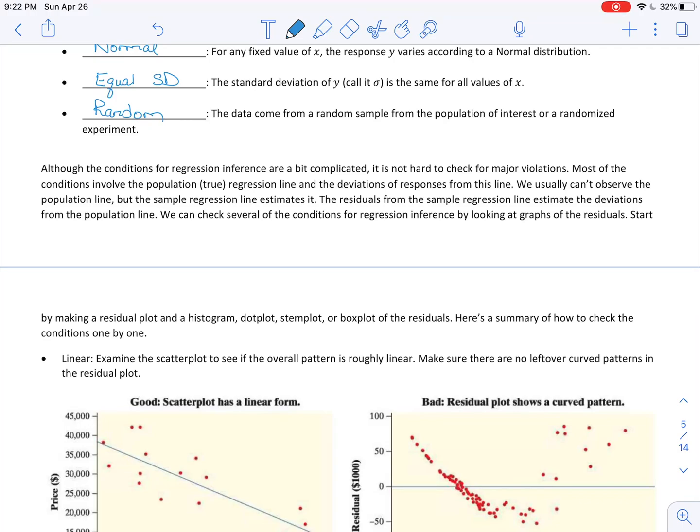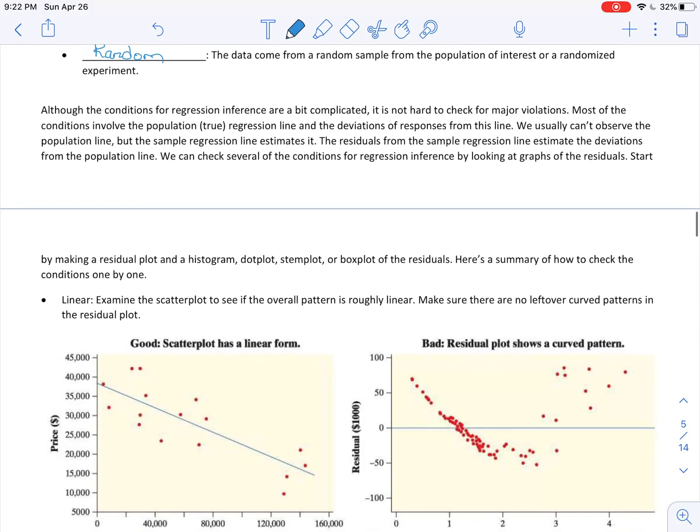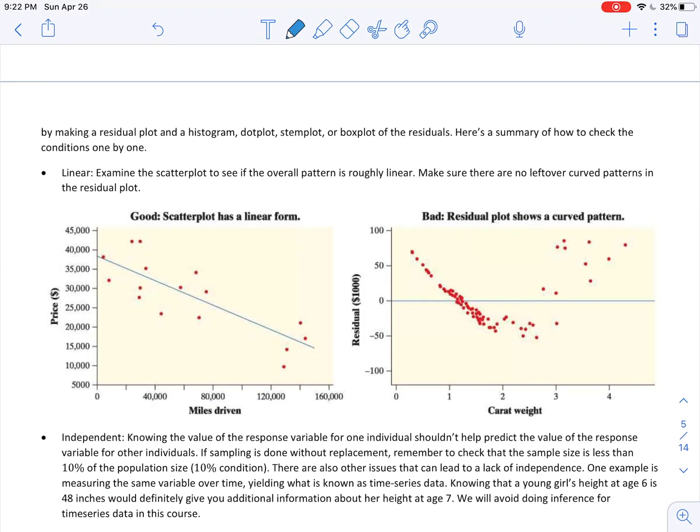So it's not really hard to check for major violations. We're not going to get super caught up in the details, but most of your conditions are going to involve this population regression line and the deviation of responses from this line. Now, you usually can't observe the population line, but we can talk about the regression line that estimates it, so the sample regression. The residuals from the sample regression line estimate the deviations from the population line. So we've talked about residuals. These are estimates of the population because that's what samples are always supposed to be. So we check several of the conditions for regression inference by looking at the graphs of the residuals.